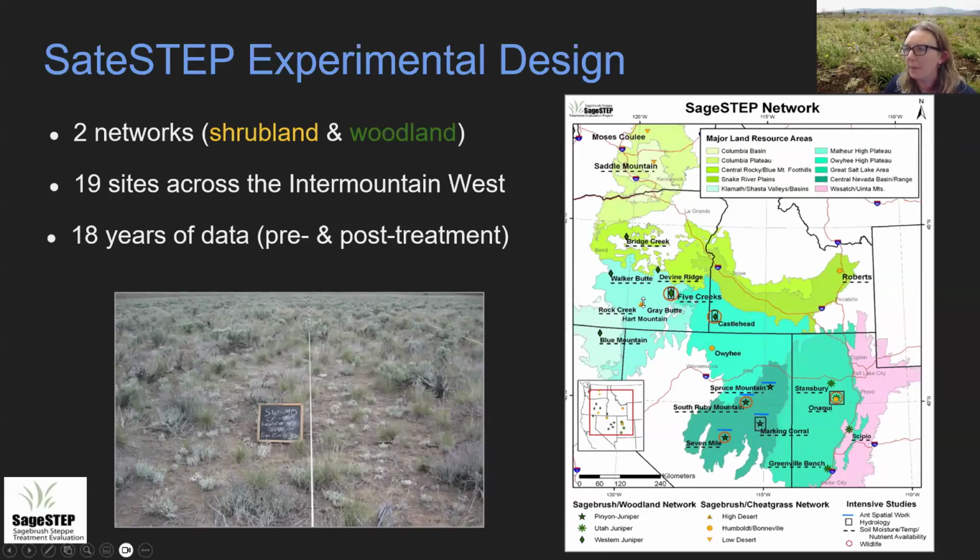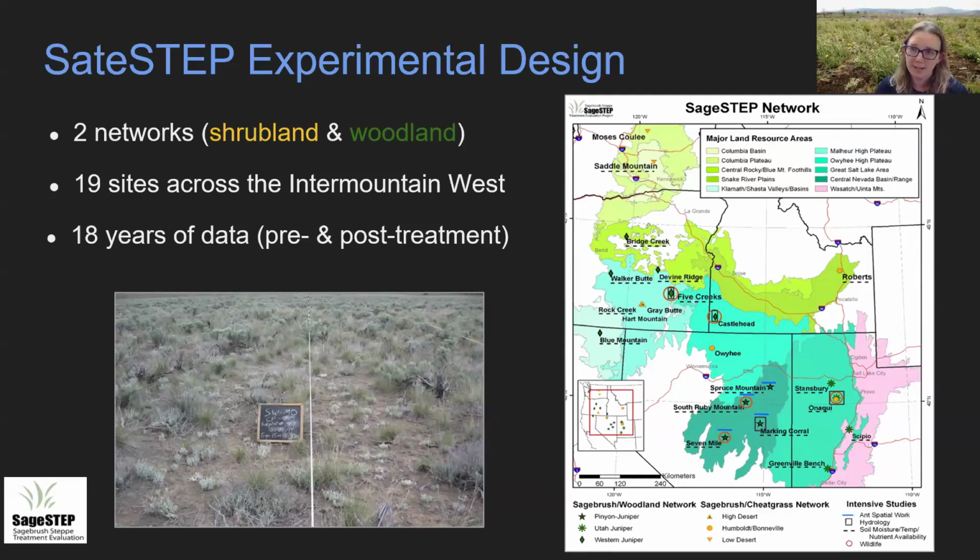So here in Oregon, we've got a couple of them at Hart Mountain, both the Rock Creek and the Great Butte site. The woodland network, these are places where shrubs have been outcompeted by western juniper in Oregon. Those are denoted with the green icons. So in Oregon, we have Bridge Creek, which is up by Mitchell. Walker Butte is near Christmas Valley. Divine Ridge is by Burns. Five Creeks is out towards Beatys Butte area. And then we've got more sites in California, in Nevada, in Idaho, and in Utah.